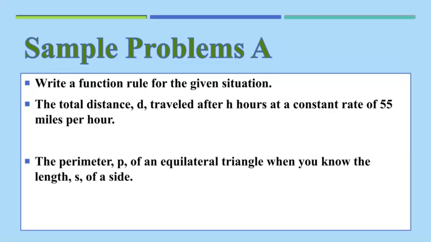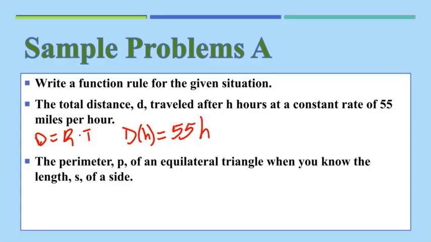Next, the total distance d traveled after h hours at a constant rate of 55 miles per hour. So this is like saying distance equals rate times time. So I'm going to do d of h equals, and the rate is 55 miles per hour, so 55h. That would be our rule. So it's just 55 miles per hour for however many hours you're going.